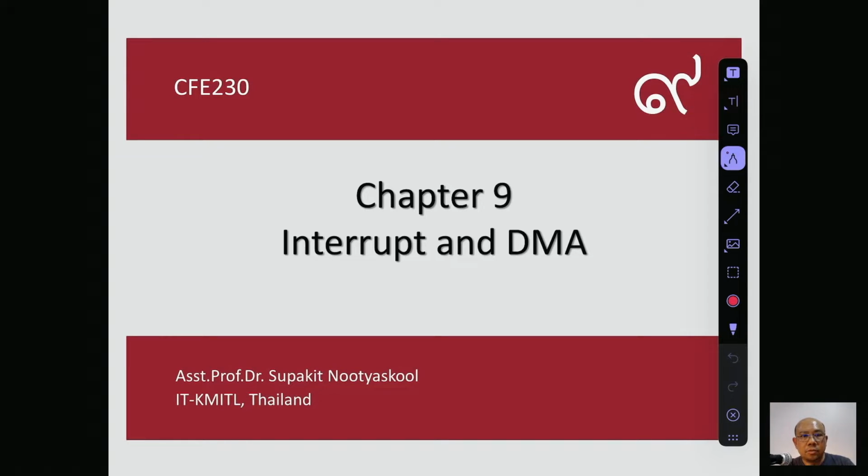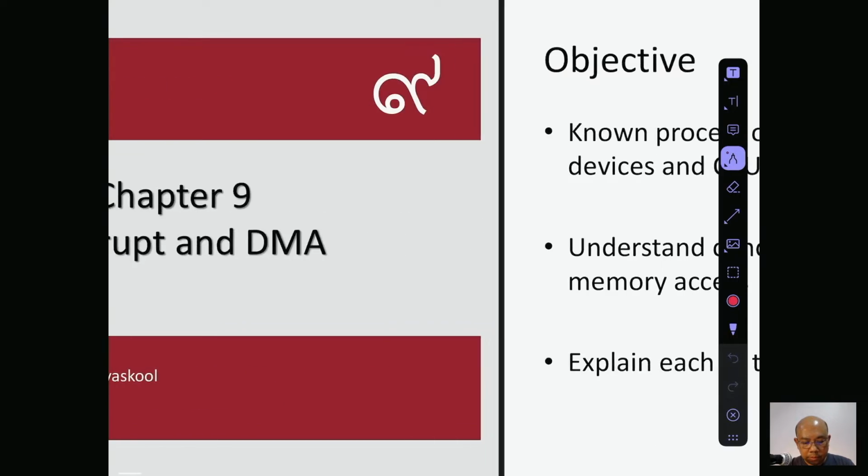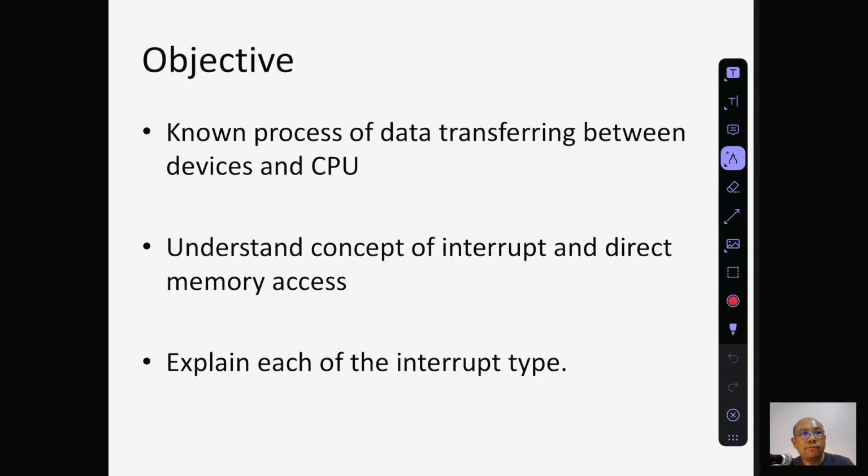In this chapter, we talk about interrupt and DMA, or direct memory access. After your study, you will know about the process of data transferring between device and CPU, and I will help you understand the concept of the interrupt and direct memory access, and explain each interrupt type in the computer system.